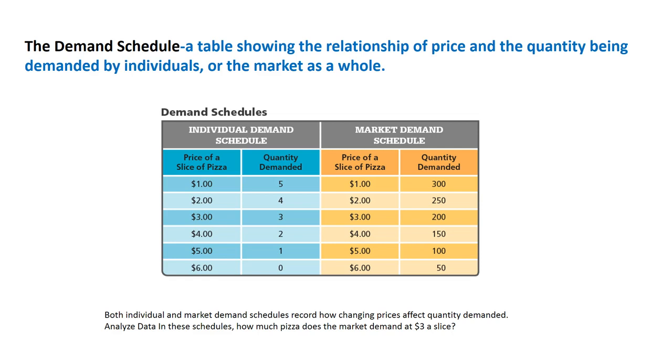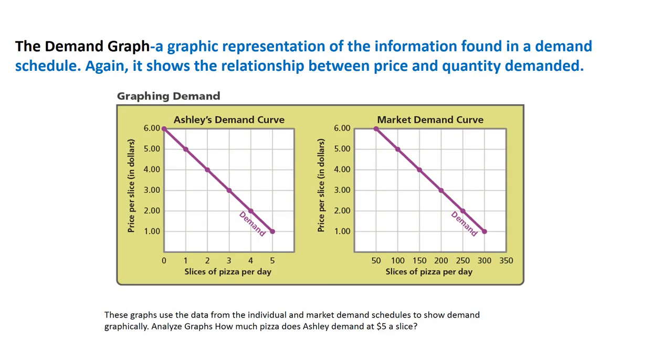Now, once you know this table, you can graph the price on one axis and the quantity being demanded on another axis, and that is what we call a demand curve or a demand graph. You can see that the prices are the same. On the left side is the individual, Ashley, and on the right side is the entire market. Those numbers where the plot points are correspond directly to what you saw on the previous slide.